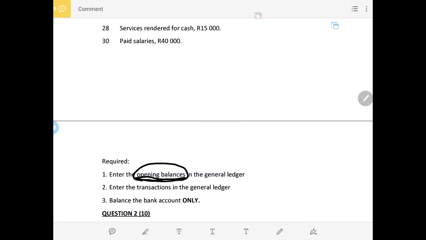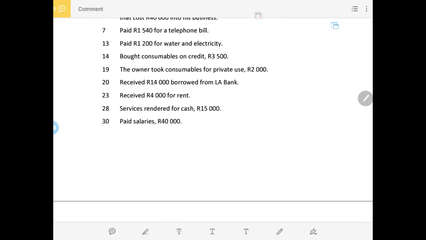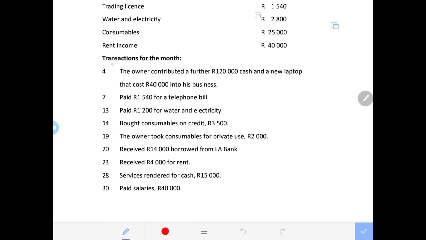Look at the capital. You ask yourself, which side does capital increase? It increases on the credit side. So your opening balance will be recorded on the side the account is increasing. Then after, we are required to enter the transactions in the general ledger. Previously, we were required to enter the opening balances, not the transactions. So now the transactions are the ones that are here.